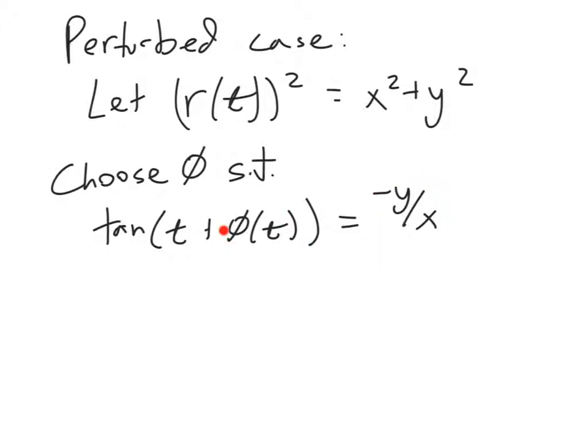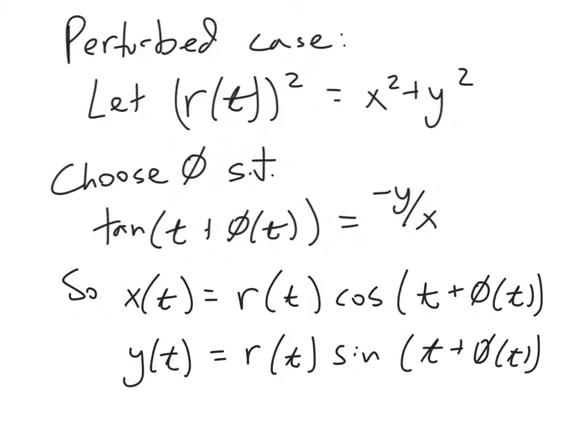Previously, in the unperturbed case, this phi would just be a constant, but now y and x don't have quite the same relationship they did before, and so we're compensating for that by letting the phase change a little bit over time. So given these definitions for r and phi, we can say that whatever the perturbed x and y are, we've defined these r and phi so that this is true. This perturbed x is equal to this perturbed r times cosine of t plus this perturbed phase, and this perturbed y is equal to this perturbed r times sine of t plus this perturbed phase.